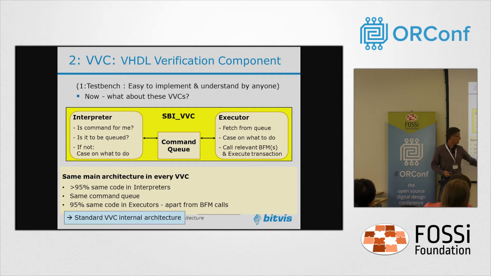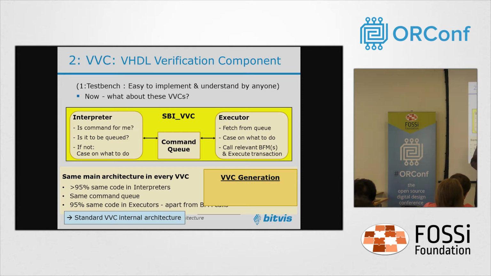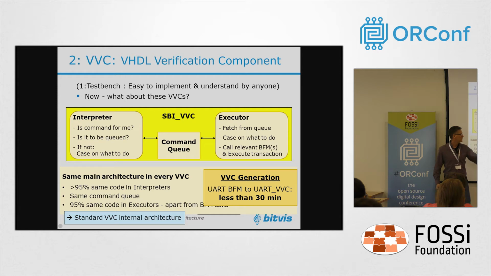So you have a standard verification component internal architecture. And we also provided a script to allow generation of verification components. If you go from a UART BFM, you have the UART BFM, and you want to make a UART verification component, and you don't have any verification component at all, basically you can do that in less than 30 minutes. Dulos did a webinar in April. He said he spent slightly less than 30 minutes, but it was his first time. I do it in 50 minutes. But I've done it before. It's that simple.